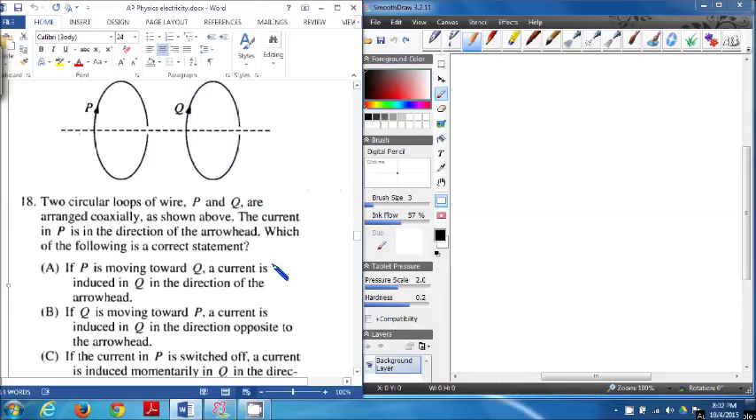B: If Q is moving toward P, a current is induced in Q in the direction opposite to the arrowhead. So when Q moves towards P, again the magnetic flux into this plane will increase. So to cancel that, the current has to move in the direction opposite to this arrowhead. So B is the answer.